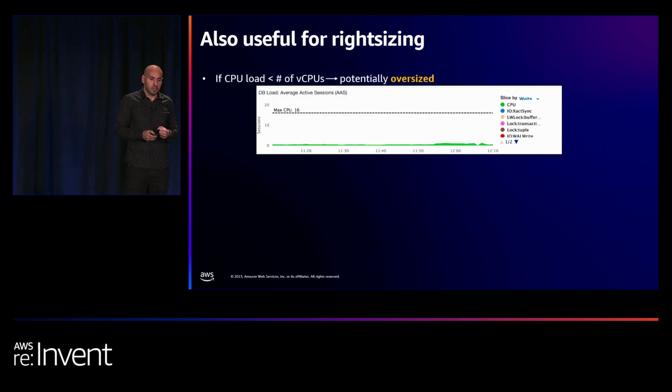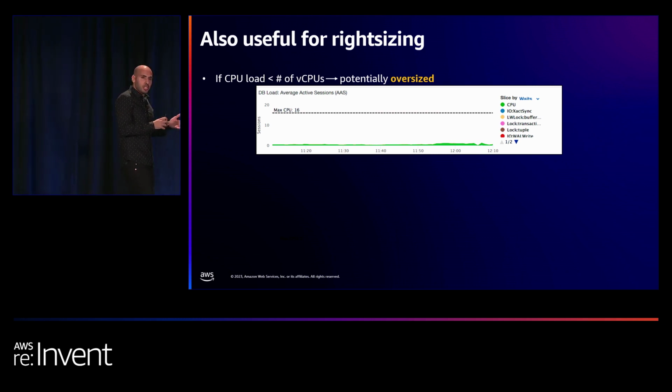So in this example, we can see that the CPU load is significantly lower than the number of vCPUs in the instance. So we can see the database load graph, and you can see mostly CPU because you can see the green color. And we look at performance insights, and this gives us an indication that we have a potentially oversized instance, meaning that we have a cost optimization opportunity here because we have an instance that is much bigger than the required database load.